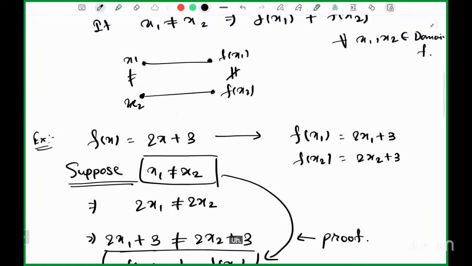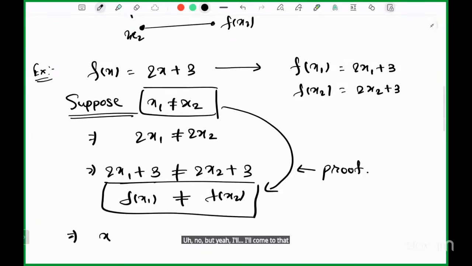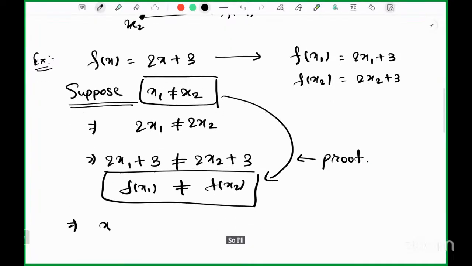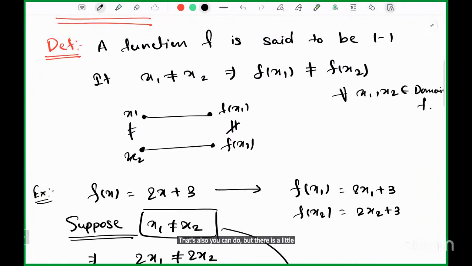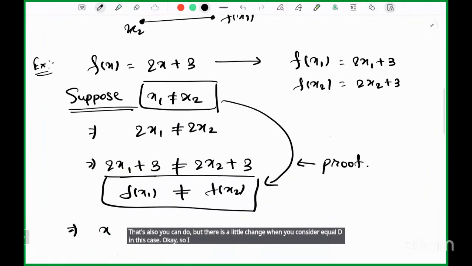No, but yeah, I'll come to that. Why we are not doing that? So I'll come to that. Because 2x plus 3 is equal to... So in place of inequality, you just want to take equal to, right? Yes, ma'am. That's also you can do, but there is a little change when you consider equality in this case. Okay, so I'll come to that too.